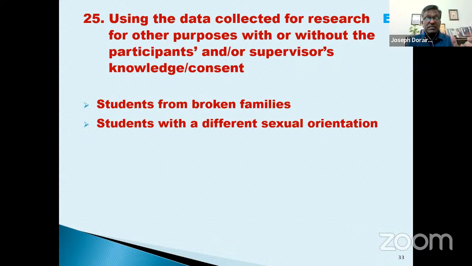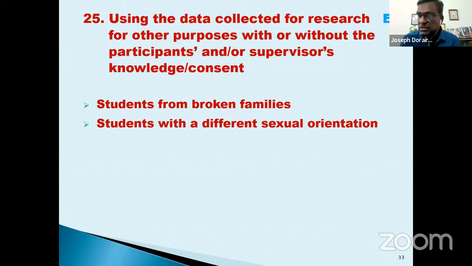you should be sensitive to the student. And when you do not keep this confidential, who is a homosexual, who is a heterosexual, who is gay, who is lesbian, you're endangering the life of the student. So whatever data you have collected for research, you have to use it only for research.